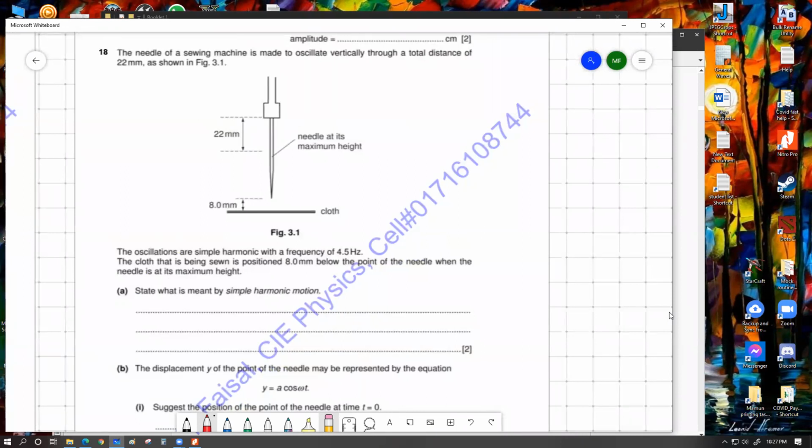The needle of a sewing machine is made to oscillate vertically through a total distance of 22 millimeter as shown in figure 3.1. Understand this: we hold the needle with a holder, and the holder moves a total of 22 millimeter, meaning from the highest position to the lowest position the space is 22 millimeter. When the needle holder is at its highest position, the needle tip is also at its highest position. If this moves 22 centimeter, then the tip should also move how much? 22 centimeter, 2 centimeter. Millimeter, not centimeter, sir?